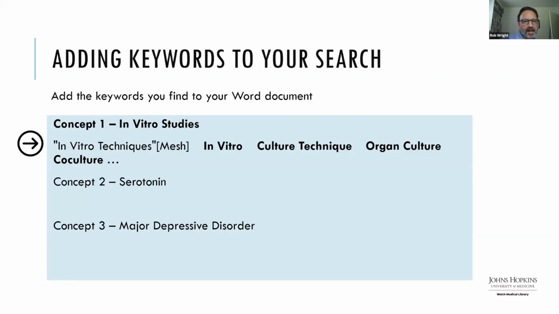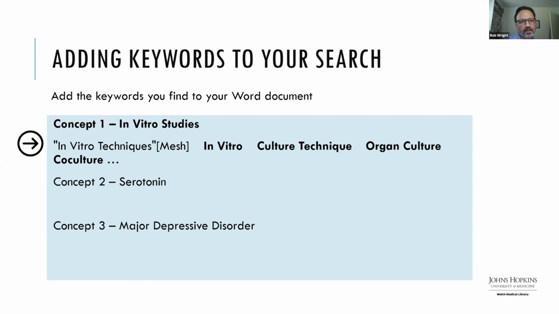Okay, so in terms of adding keywords to your search, basically what I'm doing is I'm leaving space here after the mesh term to indicate that these are separate, distinct terms: in vitro culture technique, organ culture, and co-culture. And there are a lot more. So the hierarchy for in vitro techniques is quite extensive.